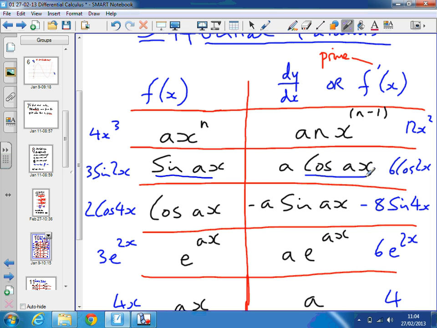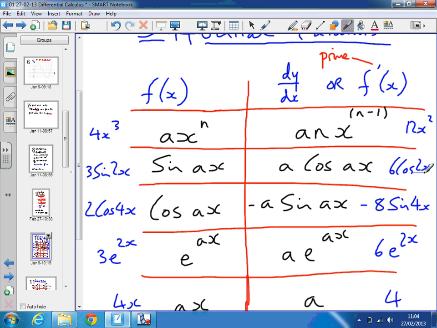So an example might be 3 sin 2x. If I differentiate that, the 2 comes out and multiplies by any number that's in front. So 2 times 3 is 6, and the sine changes to a cosine. And inside, the 2x stays the same, 2x, 2x. So once you know the rule, it's easy to apply.